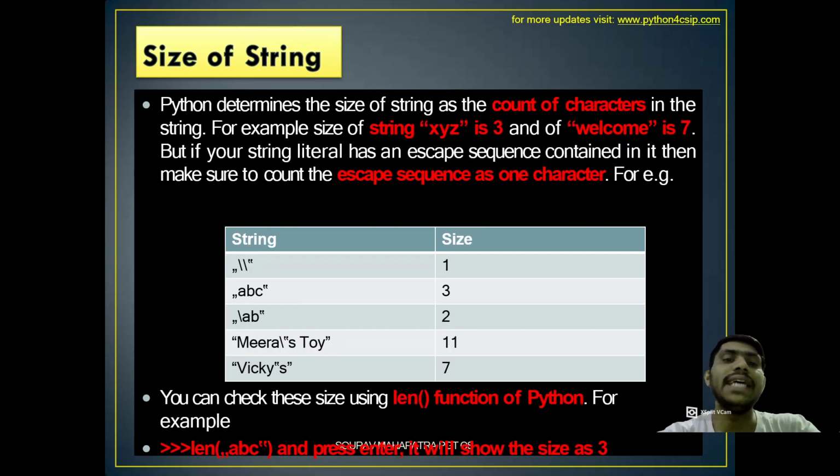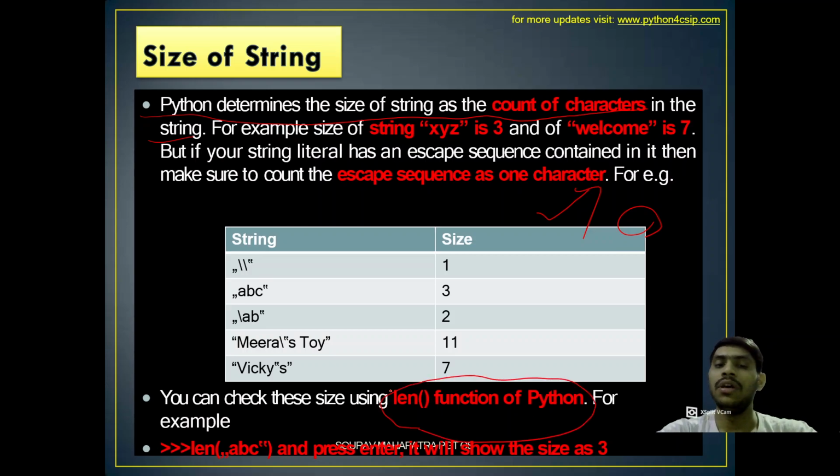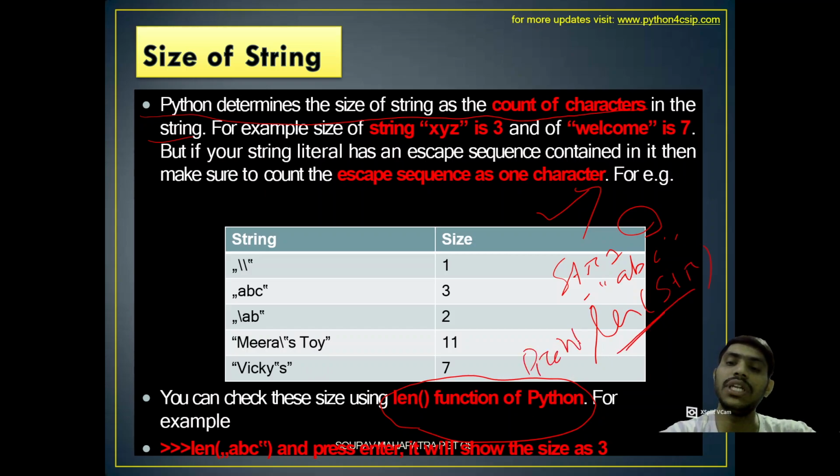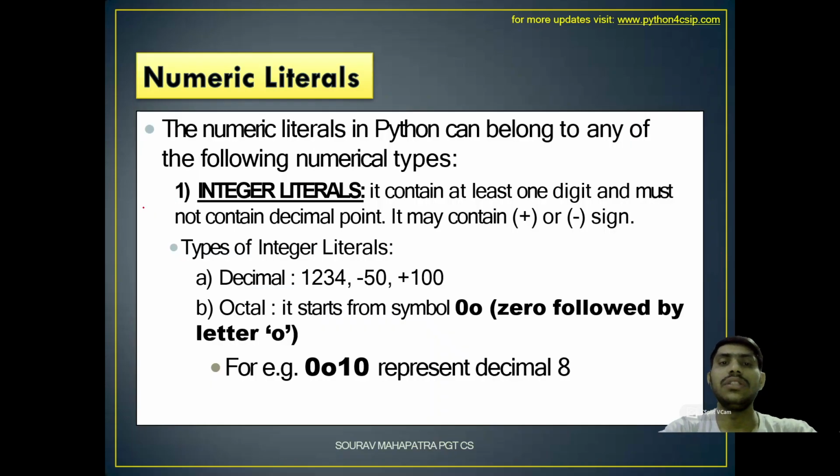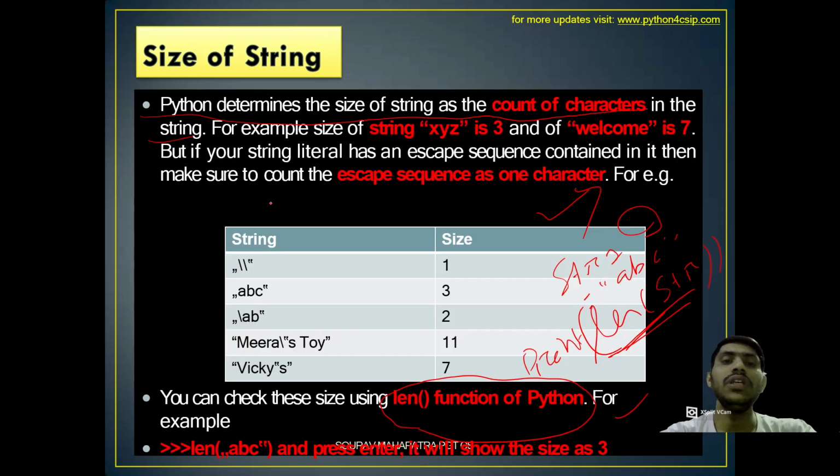Then the size of a string. Python determines the size of a string as the count of characters in the string. So how do you know how many characters a string contains? For this you use a function called the length function. Suppose you take string1 equal to abc. Then you write print length of string1, and it will print how many characters you have here. So it is called the size of a string.